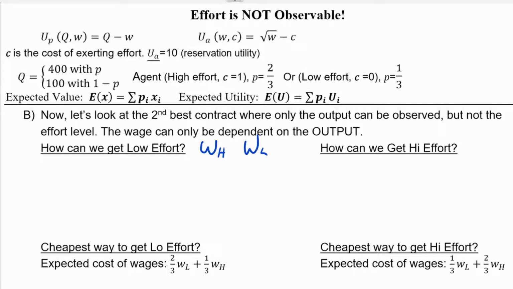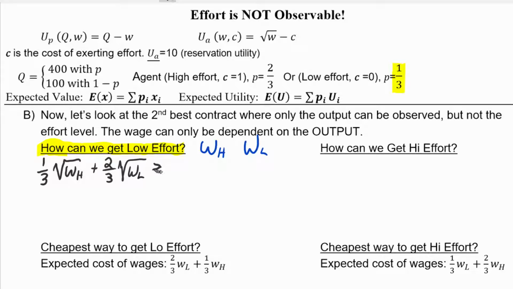Let's set up this expected utility problem for the agent and ask, how could we get low effort? What does the set of wages look like? This is step one, that would provide the low level of effort. When they provide low effort, there's going to be a 1/3 chance that we get that high output, so we'll give them the high wage. So there's a 1/3 chance that we pay them the high wage, so square root of WH would be their utility, plus there's a 2/3 chance they're going to get the low wage, so square root of that for the utility.